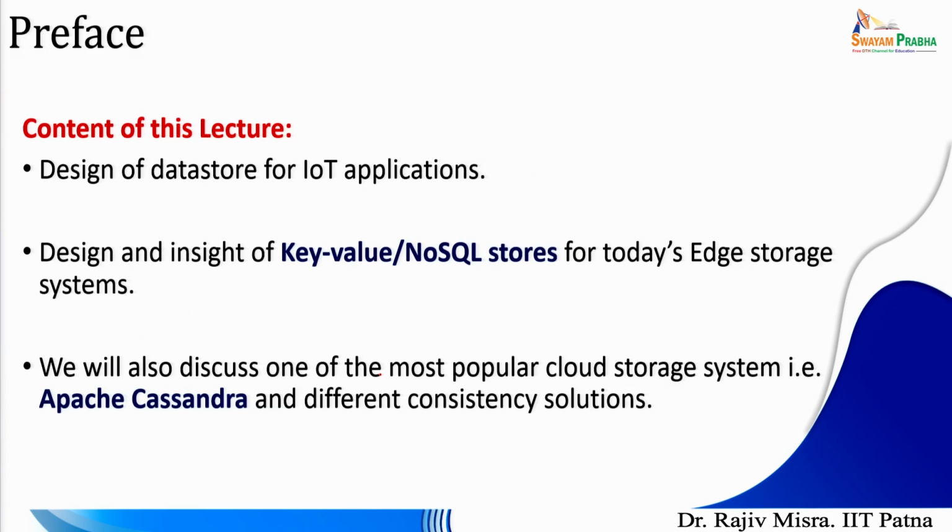So, content of this lecture is as follows. We will cover the design of data stores often used in Azure Edge IoT applications. We will then design and give an insight of some key value NoSQL storage, which is used in today's edge storage systems. We will also discuss one of the most important cloud storage system, that is called Apache Cassandra, and various different consistency solutions which are being provided by Cassandra.